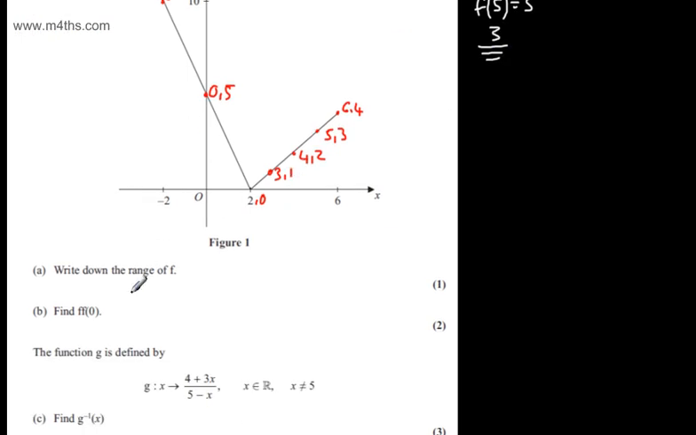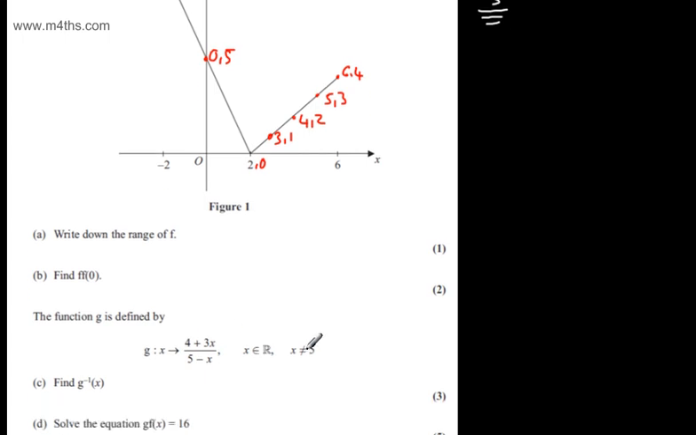We're now told the function g is defined by g maps x to (4 plus 3x) over (5 minus x). x is a real number, x can't be equal to 5. In part C, we need to find g to the -1 of x, and the question carries 3 marks. So we want the inverse function.